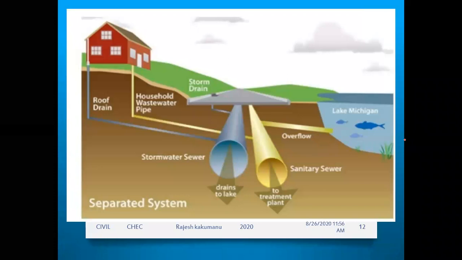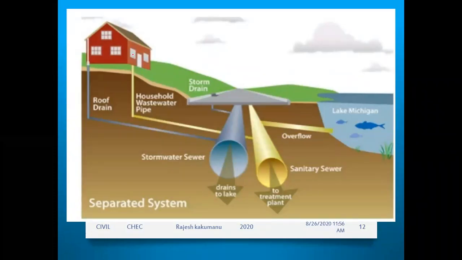Now see the separate sewer system layout. So here we can see a house in a terrain place. So this is a road.